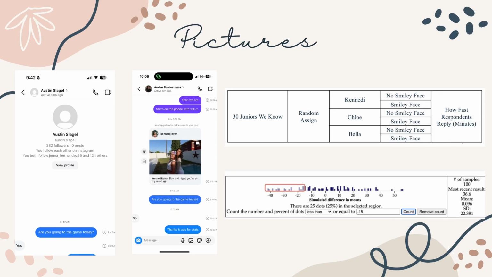So then we got a graph that simulated the difference in means, and there are 25 dots, which is 25% in the selected region. And then the number of samples was 100 that we did, and the most recent result was 36.6, and the mean was 0.096, and the standard deviation was 22.381.